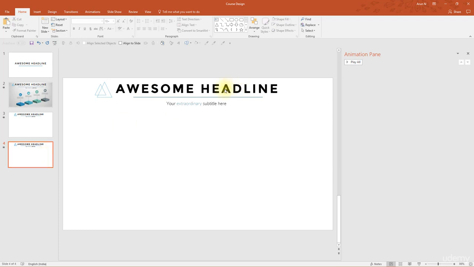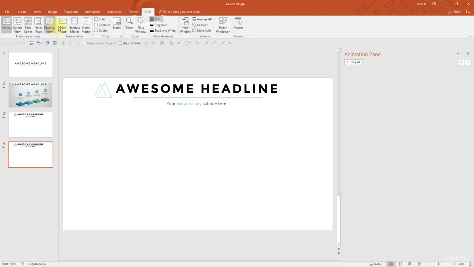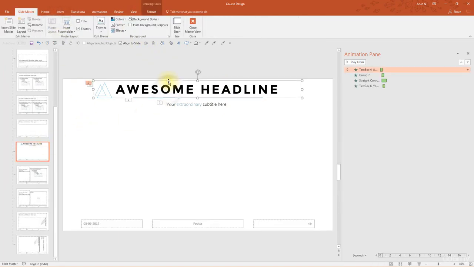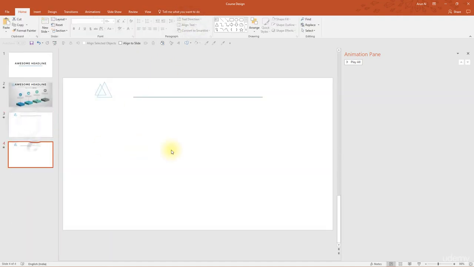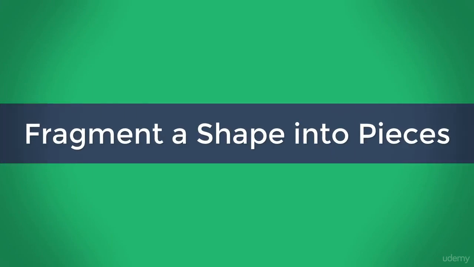But if you want to change the title and subtitle, then you can just leave the logo and the line alone in the layout. For example, go to View, Slide Master and just delete this title and subtitle, which you can manually add in each slide. So this is how you can edit a slide layout and add some ready-made elements that you want to use in every slide. In the next lecture, you will learn how to fragment a shape into different pieces.